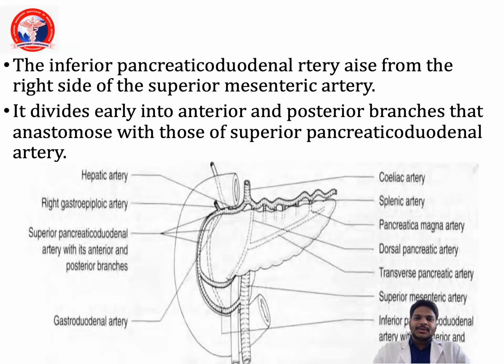The inferior pancreaticoduodenal artery arises from the right side of the superior mesenteric artery. It divides early into anterior and posterior branches that anastomose with those of the superior pancreaticoduodenal artery.